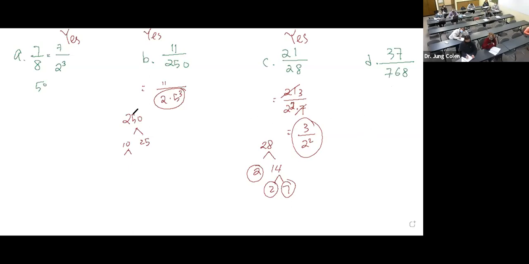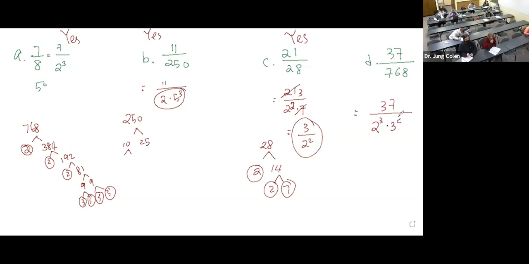768. No, it's not. Let's see. 768 is divisible by 2, obviously, because it's an even number. 2, 3, 8. Okay, and this is also divisible by 2. So I see 192. Again, 2, half of that, 81. And it's 9 times 9, which is 3 times 3 times 3 times 3, right? So I have 3 over 2 to the what power? Third, and 3 to the fourth power.